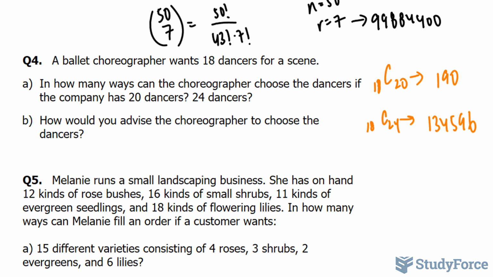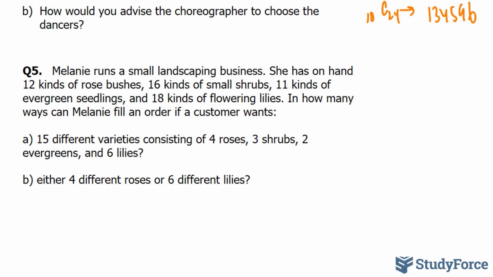Finally, in question number 5, we're asked, Melanie runs a small landscaping business. She has on hand 12 kinds of roses, 16 kinds of small shrubs, 11 kinds of green seedlings, and 18 kinds of lilies. In how many ways can Melanie fill an order if a customer wants A, 15 different varieties consisting of 4 roses, 3 shrubs, 2 evergreens, and 6 lilies, and B, either 4 different roses or 6 different lilies? Let's start with question A.